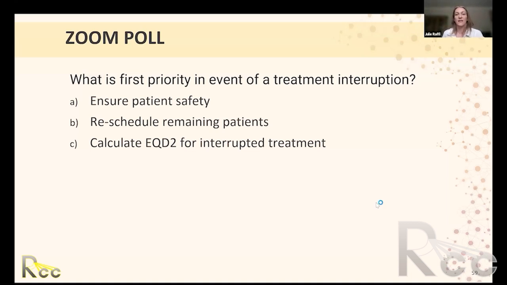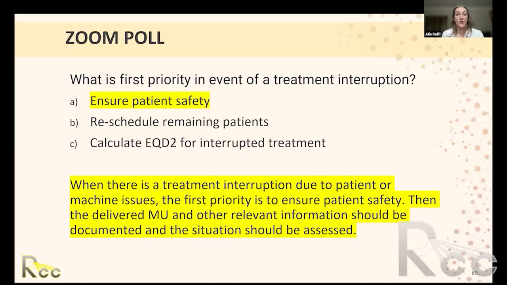Okay, so majority again, about 90% of you got it right. Our first priority is definitely to ensure patient safety. The delivered MU and other relevant information should be documented and the situation should be assessed. You'll need to take care of scheduling and corrections, but the very first priority is ensuring patient safety.